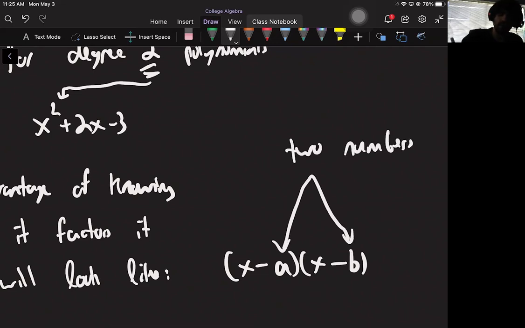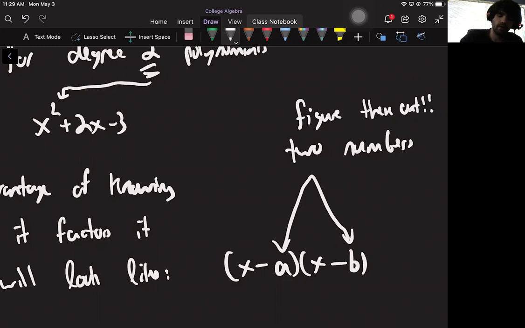So we can just preemptively know, what happened to my pen again? One second. Okay, as I was saying, we're taking advantage of the fact that if I can factor it, it's going to look like x minus a number times x minus another number. And so all we've got to do is figure these two numbers out.